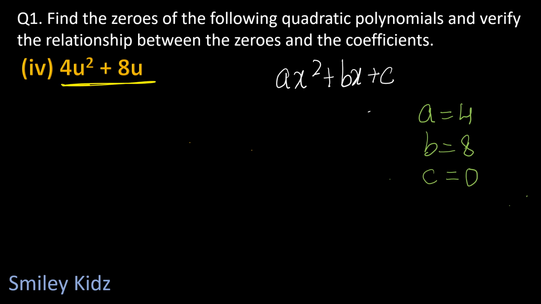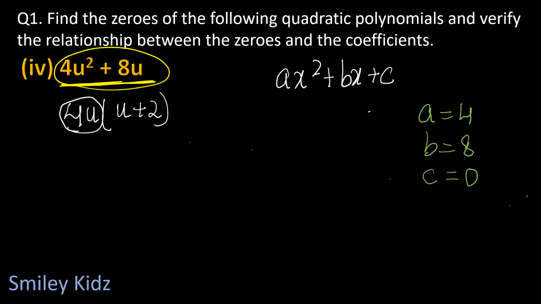Now out of this 4u square plus 8u, we don't have the constant term. So we're going to not split the middle term, right? That's not going to work. So here out of this, we're going to take something common. So we can take 4u common and we'll be left out with u plus 2, isn't it? Now 4u must be equated to 0 and u plus 2 must be equated to 0. So it's going to be 4u is equal to 0 and u plus 2 is equal to 0.